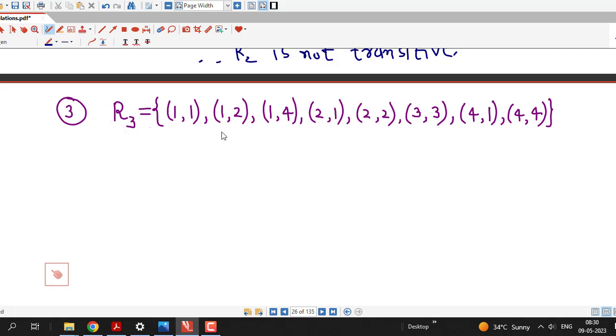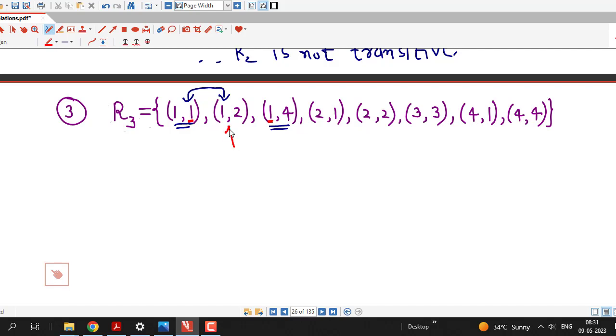Next relation is R3. Here we can see (1, 1) and (1, 2). Now we can check directly. We can see these two are the same. So we must have (1, 2) belongs to R3. So it is present. Now we consider these two pairs. (1, 1) belongs to R3 and (1, 4) belongs to R3. So we must have (1, 4) belongs to R3. We can check in this way. Here 1, here 1. So (1, 4) must be there. So we can see (1, 4) is there. Now there is no other pair whose first component is 1.